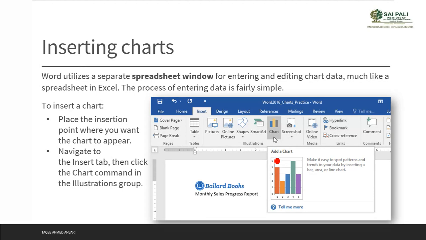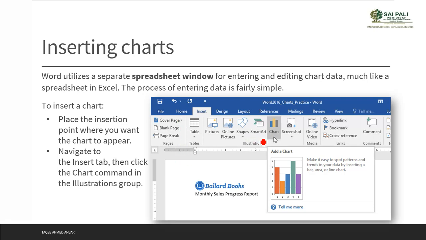Once you have decided what kind of chart you are going to use, you can add the chart in your document. When you add a chart, Word uses a separate spreadsheet window. That means the data you want to represent in the chart, you add into a spreadsheet, just like a spreadsheet in Excel. You add your data into that spreadsheet window, and that will be represented in your chart.